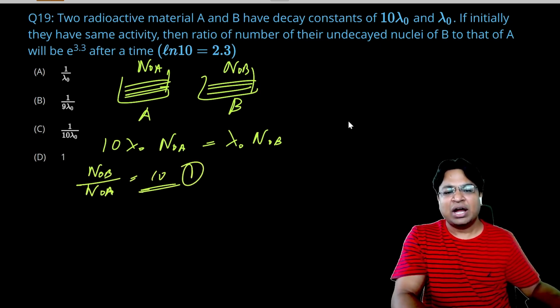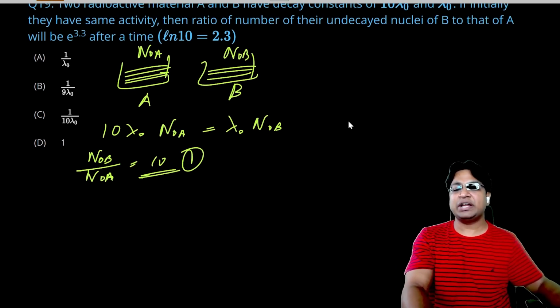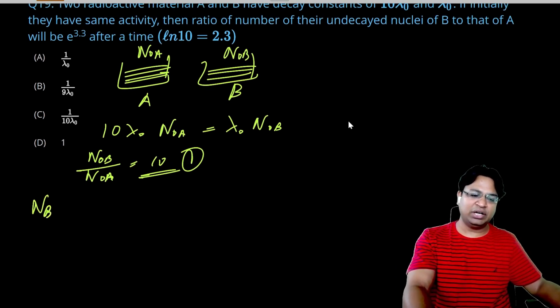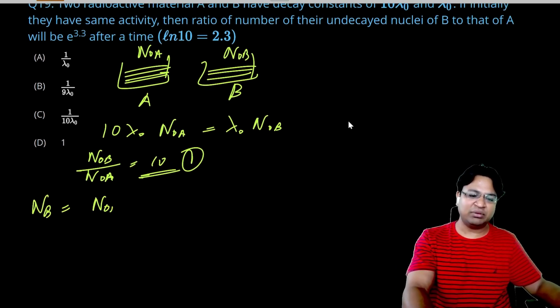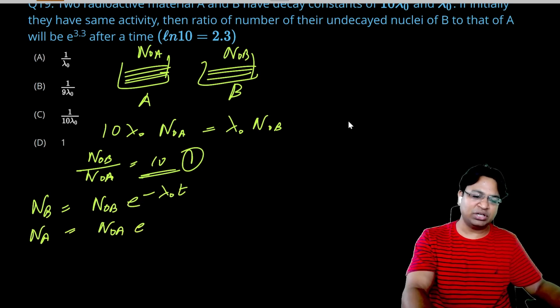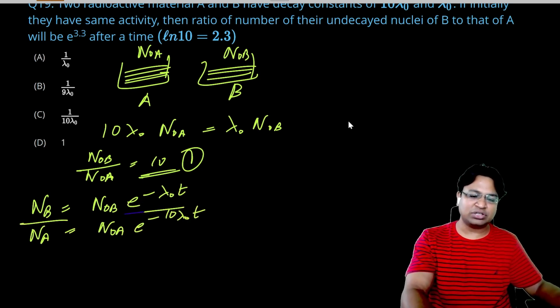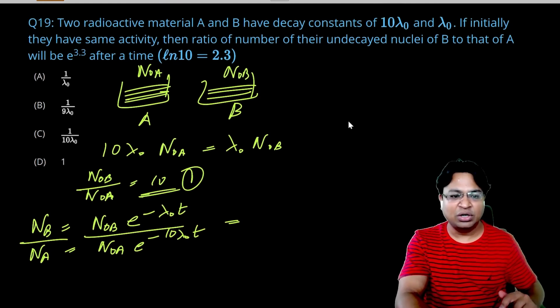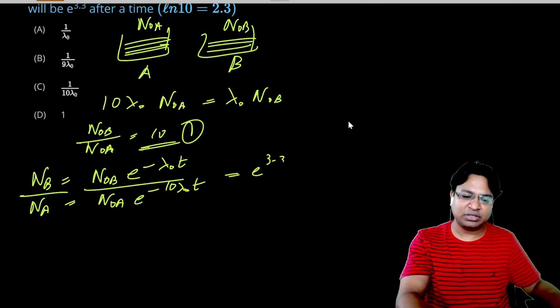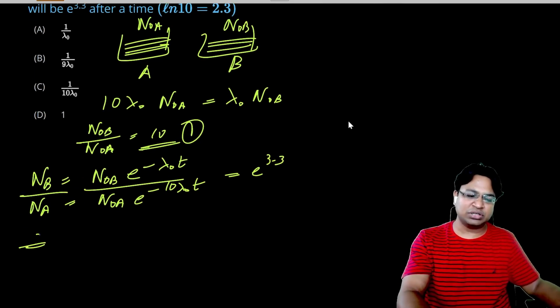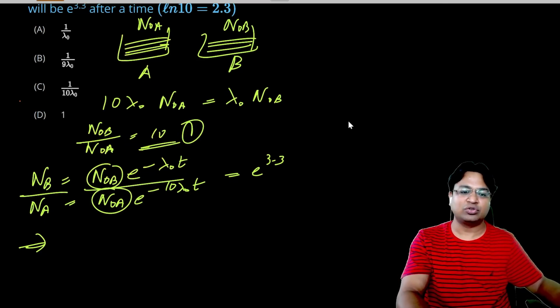Now the question says the ratio of the number of undecayed nuclei of B. So the number of undecayed nuclei of B would be given by the initial number of B into e raised to power minus lambda of B into T. The similar number for A would be given by the initial number of A into e raised to power minus lambda of A, which is 10 lambda naught, into T. And now this ratio becomes how much? This ratio is e raised to power 3.3. So notice this, N naught B upon N naught A, we need this ratio now, and we calculated this ratio to be 10.